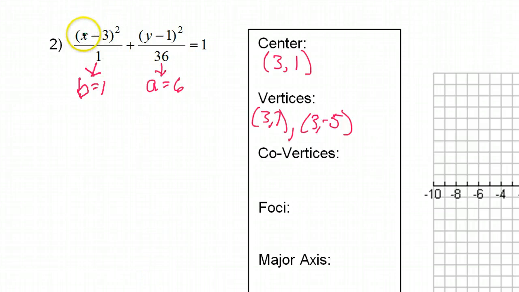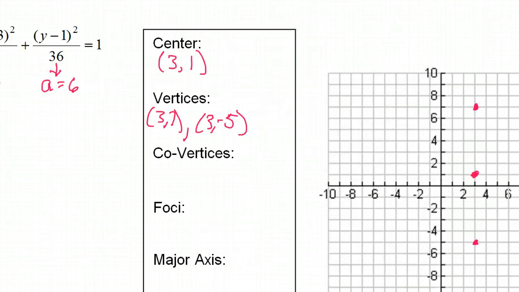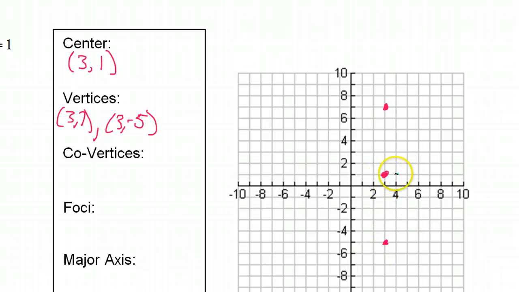Since that's with the x part of the equation, I know this will be a left and right one, like this. So those little guys are my co-vertices. So 2, comma 1 and 4, comma 1.